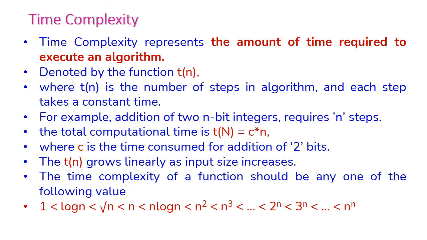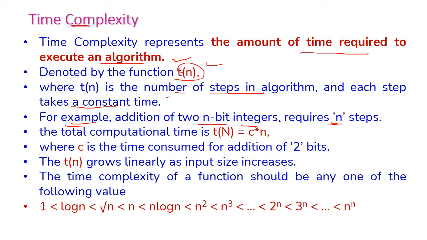The next one is time complexity, which is used to represent the amount of time required to execute an algorithm. Now let us take T of n. T of n is the number of steps in the algorithm, and each step takes a constant time. Let us see one example for this. Addition of two n-bit integers, which requires n steps.